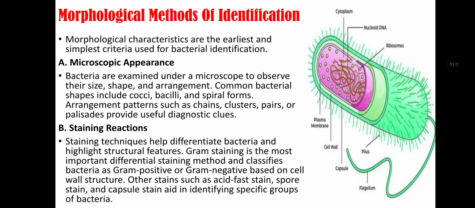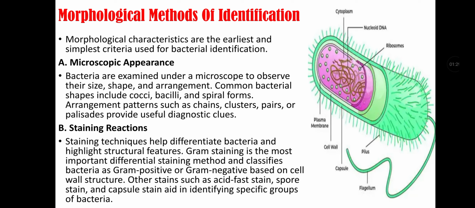Morphological methods of identification. Morphological characteristics are the earliest and simplest criteria used for bacterial identification. Microscopic appearance. Bacteria are examined under a microscope to observe their size, shape, and arrangement. Common bacterial shapes include cocci, bacilli, and spiral forms. Arrangement patterns such as chains, clusters, spheres, or palisades provide useful diagnostic clues.